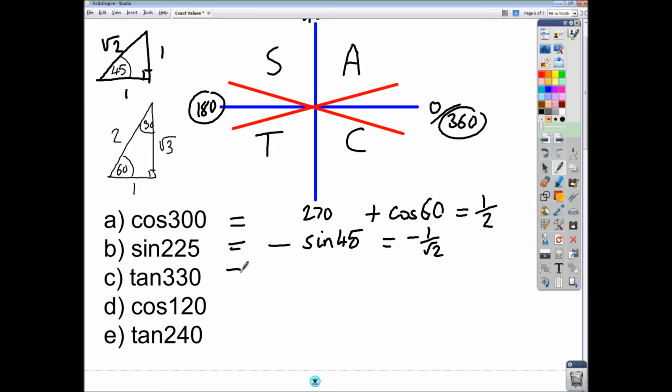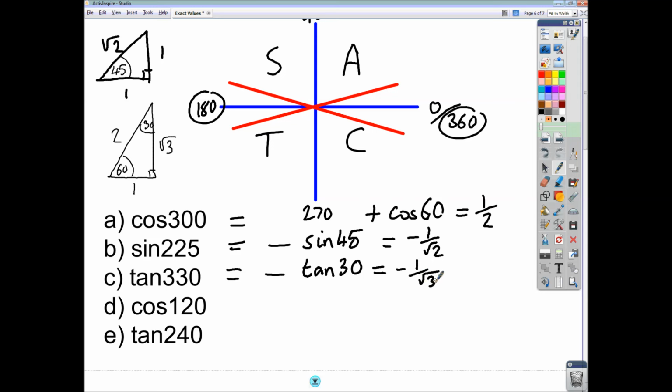Okay, now for tan 330, what can we say? Tan 330 is in this quadrant. Now, it's going to be negative because it's only cosine of angles in this quadrant which are positive. And the related acute angle is going to be 30 because we are 30 degrees away from 360. So it's the same as negative tan of 30. Now what is tan 30? Tan 30 is opposite over adjacent, so it's negative 1 over root 3.